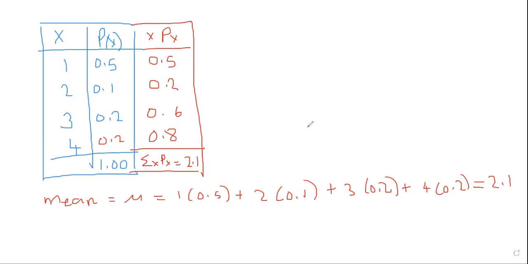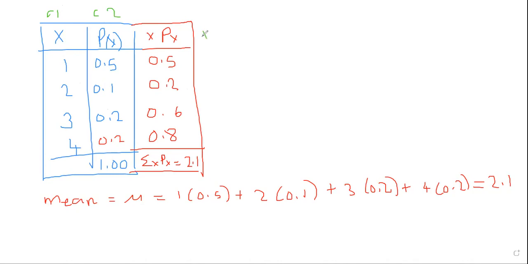Please say that again. We're just multiplying column 1 times column 2. This times that, we get that. This times that, we get that. This times that, the total is the mean. Oh, okay.